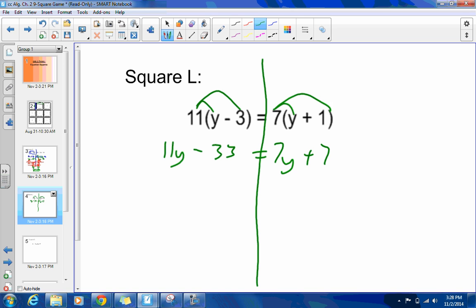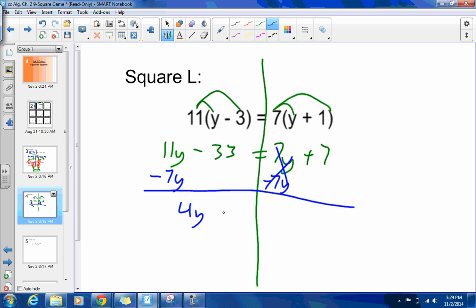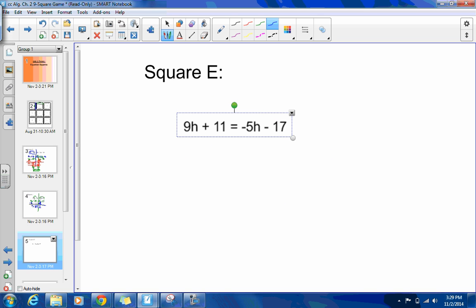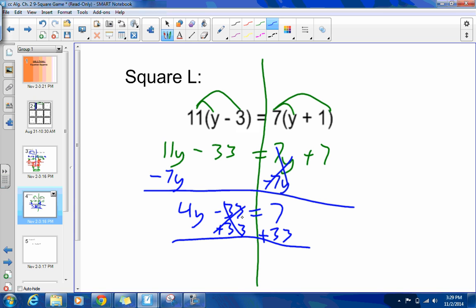All right, so first let's get rid of this 7y over here. So let's subtract the whole 7y over there. That cancels out, so you're left with 4y minus 33 equals a positive 7. Now we've got to get rid of this 33 on the left side, so we have all the number terms on the other side. We're going to do the opposite of subtraction, which is addition, and add 33 to both sides. It cancels out here. You have 4y equals 7 plus 33, which is 40.